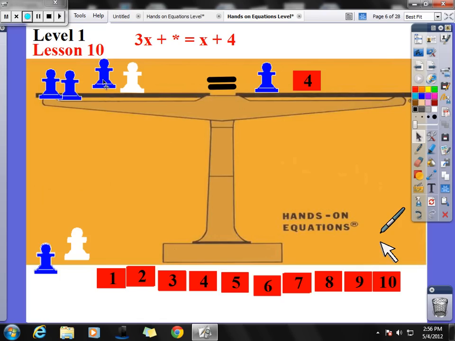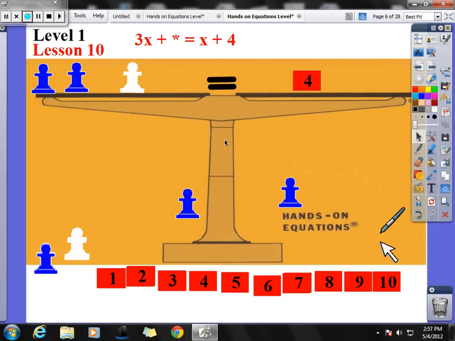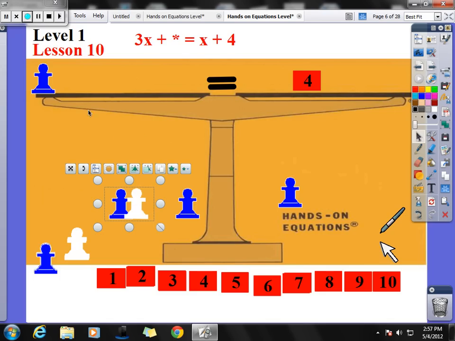Well, first things first, what can I do? I can take things away from both sides very easily. I can take 1x from both sides. I can subtract 1 from both sides because I can. I have a 0 here, so I can put those two together and take off my 0. That leaves me with my answer of x equals 4.